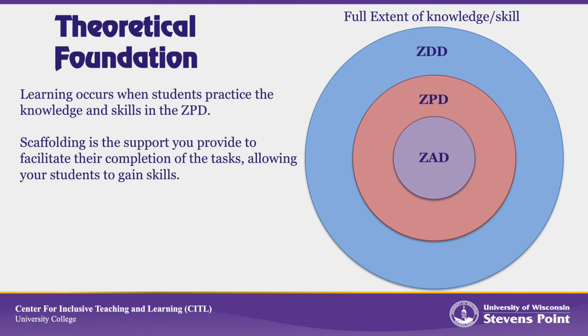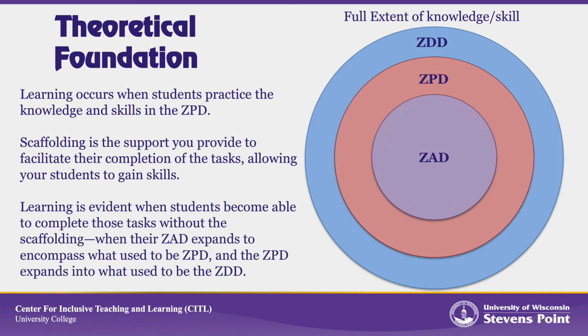Here's the part that's less intuitive. Learning is only evident when students become able to complete tasks in the zone of proximal development without the scaffolding. This means that their zone of actual development expands to encompass what used to be the zone of proximal development, and the zone of proximal development expands into what used to be the zone of distal development.